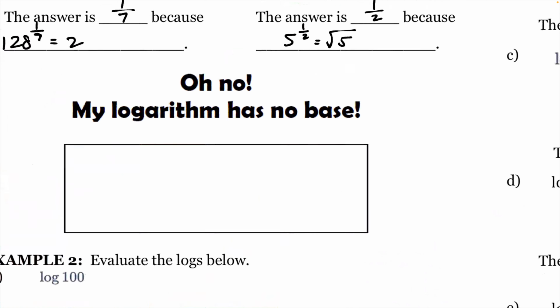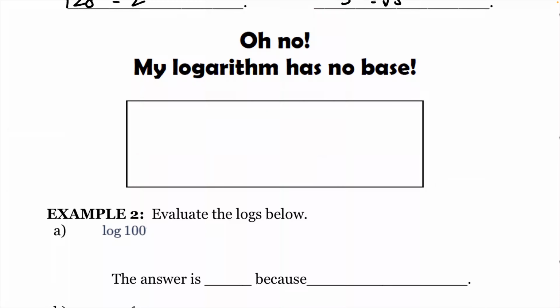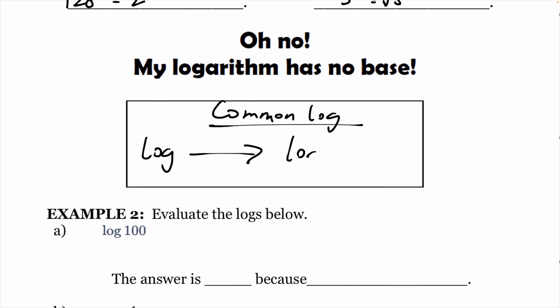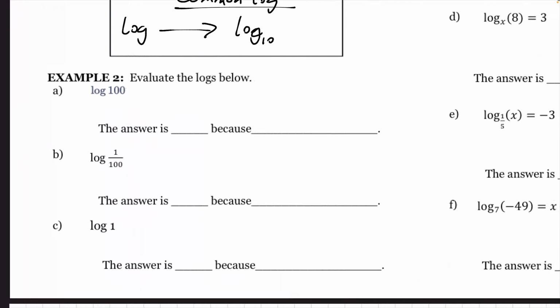Okay, so we haven't used the log button on your calculator. Why not? Because every time you push the log button on your calculator, it only gives you one choice for a base. What choice is that? 10, right? So what if they give you no base? It's called a common log. So the LOG button on your calculator just means base of 10. So what I want you to do, use your calculator to answer A, B, and C.